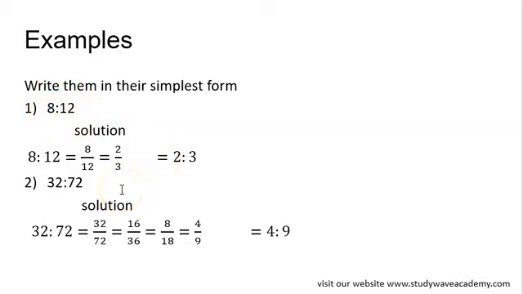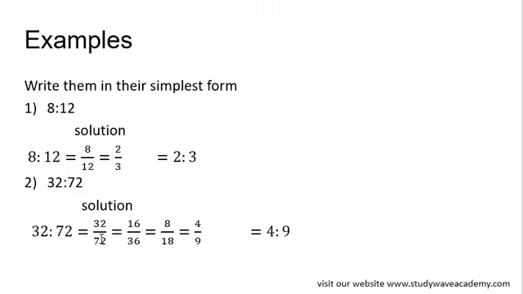So let's look at another example, okay? Here we have 32 ratio 72. It is not 32 colon 72. No, it is 32 ratio 72. And what do we do first? We convert it into a fraction, right? So it's 32 over 72. This colon just changed it to a fraction, okay? So it's 32 over 72. And we are to reduce it into its lowest form.